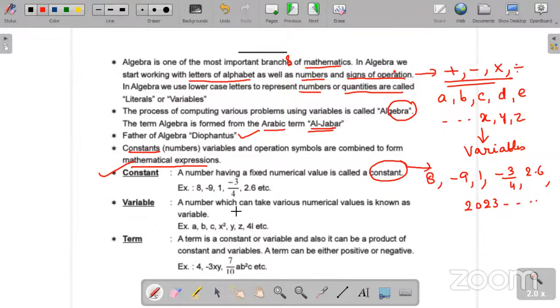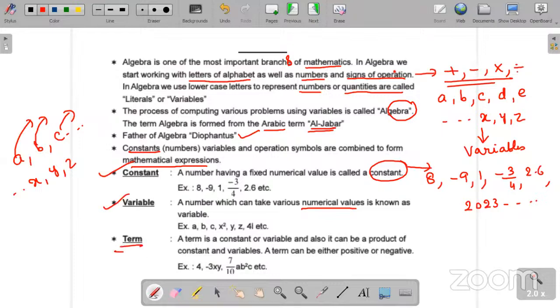So variable means a number which can take various numerical values is known as a variable. For example, small a, small b, small c, x, y, z. So that means a can take any value, b can take any value, c can take any value, and so on. Even x can take any value, y can take any value, z can take any value. That is called, the value changes. That's why it's called variable.